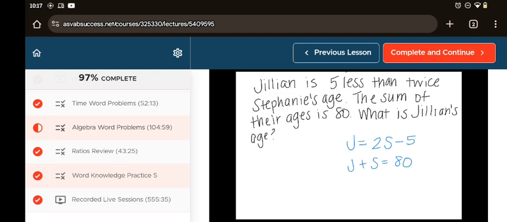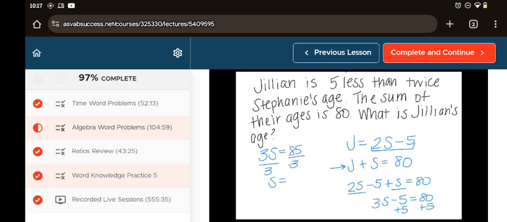Excellent. Okay. So what's the next step? Two Stephanies minus 5 plus Stephanie's equals 80. Excellent. So what you did was you replaced J with 2s minus 5 in this equation. So add them. 3s minus 5 equals 80. And then the opposite, plus 5. 3s equals 85. Divide by 3.